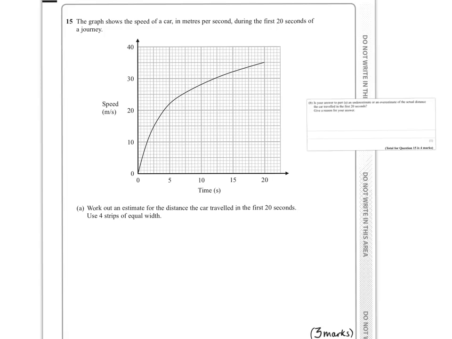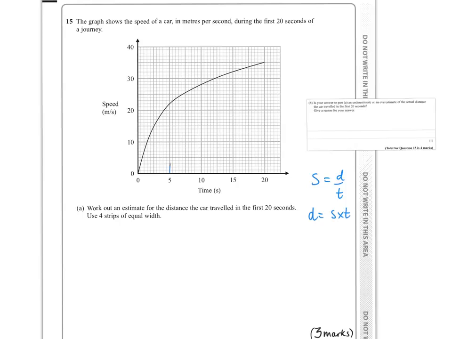Question 15. The graph shows the speed of a car in meters per second during the first 20 seconds of a journey. We've got to work out an estimate for the distance the car travelled in the first 20 seconds, and it says use 4 strips of equal width. Well, we know speed is distance over time, so the distance travelled is speed times time, so it's basically the area underneath this curve from 0 up to 20.